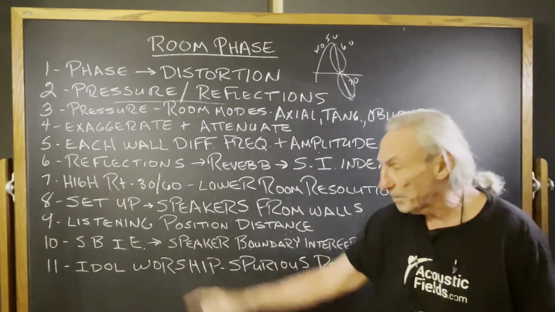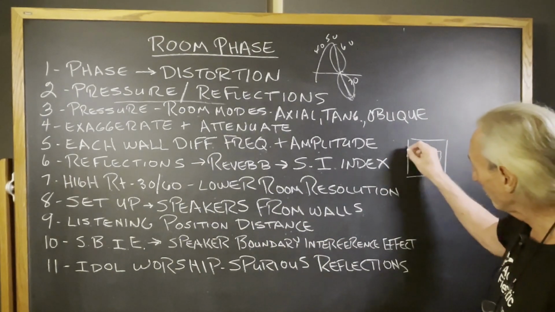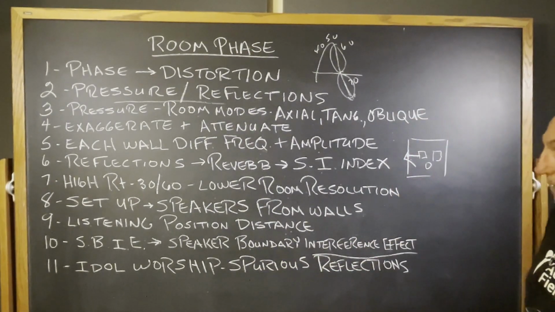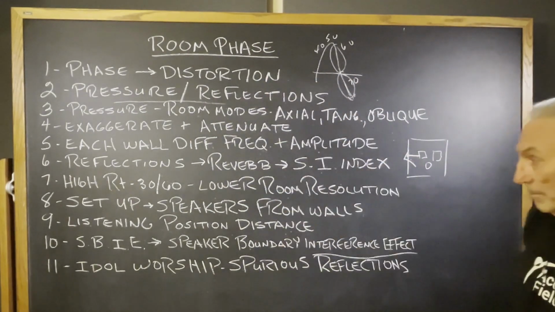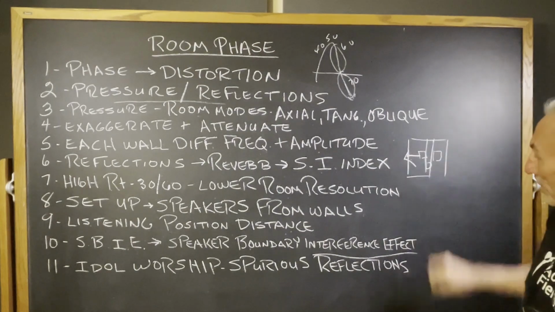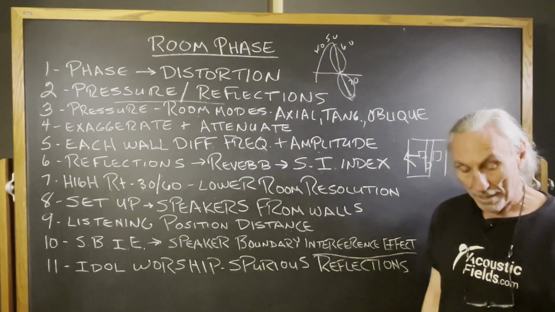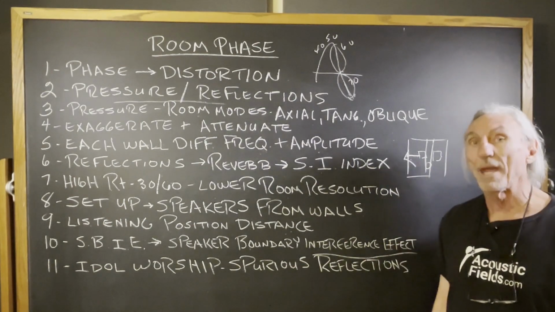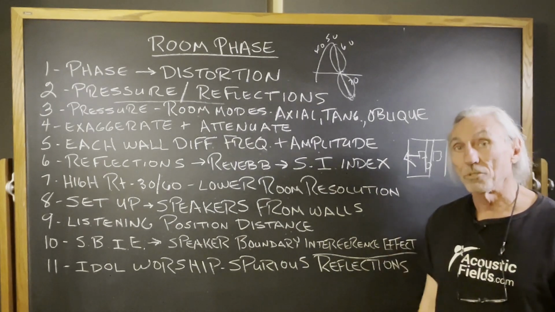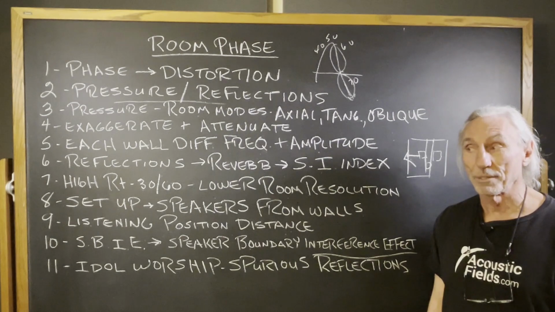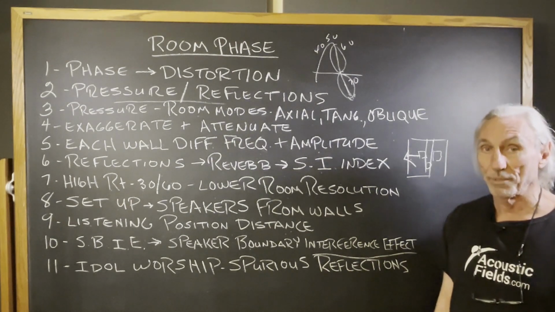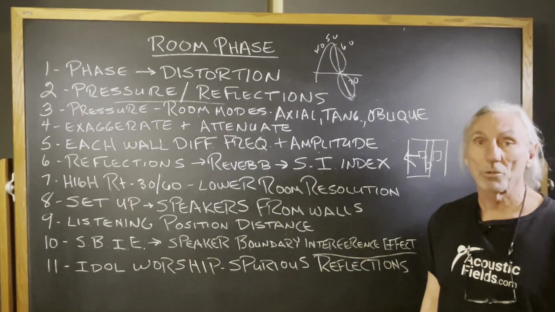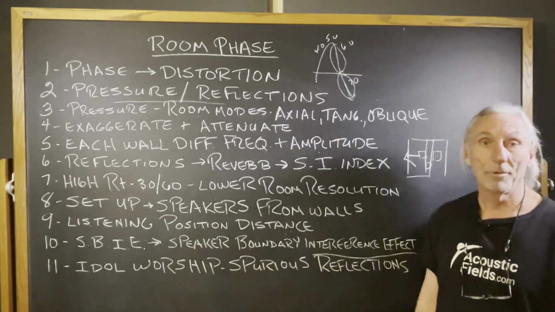There is a term for that: speaker boundary interference effect. When the speaker gets too close to a boundary, you get what we call an interference effect. Phase or distortion, right? Idol worship, that big rack we see in 2-channel rigs, and you mix engineers who have lots of gear around your desk, realize that that's all coming back at you and coloring the mix and your perception of what's in the mix and what's not in the mix. And I don't want to be messing with that perception, right? That's where you guys make your living. So room phase is distortion, and it's caused by pressure and reflections.